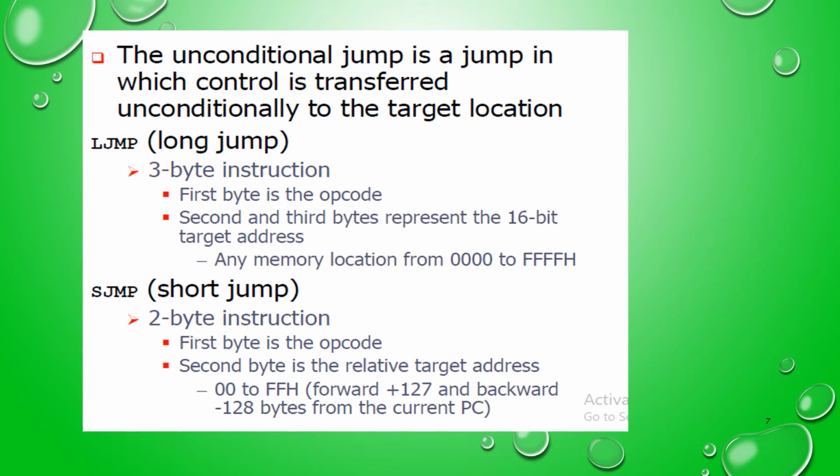In addition to SJMP, all conditional jumps such as JNC, JZ, DJNZ, and JNZ are also under the category of short jump, due to the fact that they are all 2-byte instructions. Therefore the first byte is for the opcode and the second byte is only carrying the relative address. The target address is relative to the value of the program counter. So this is very important.